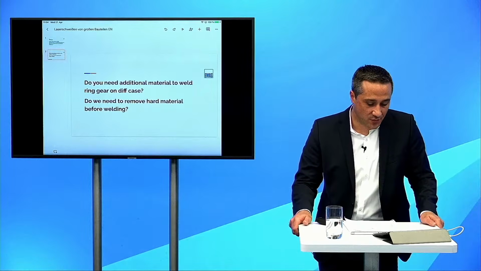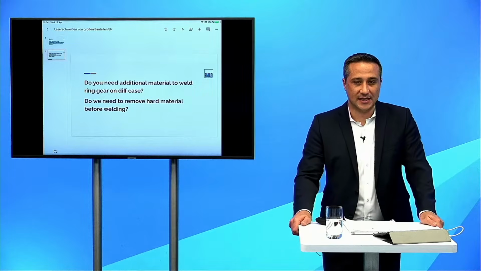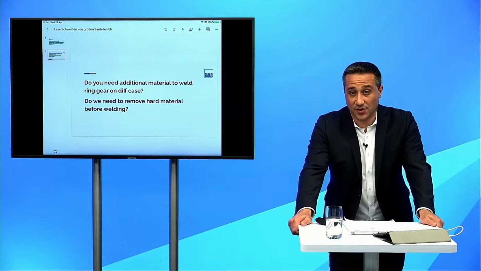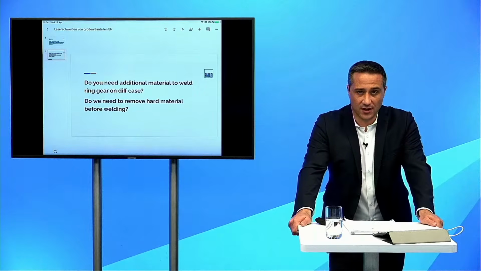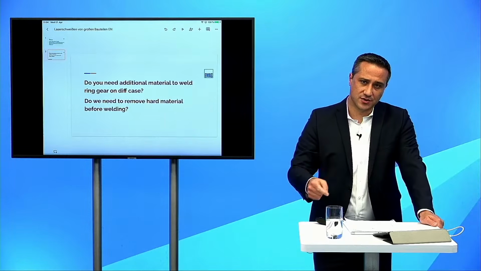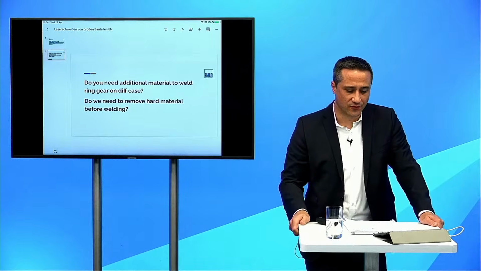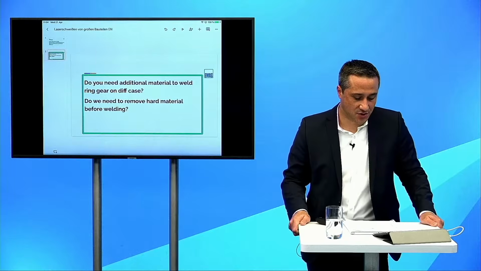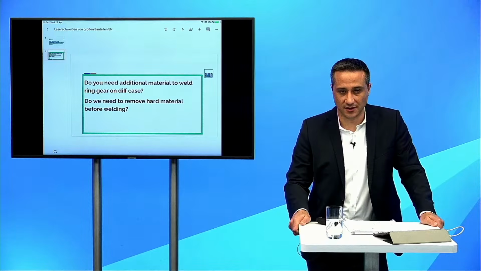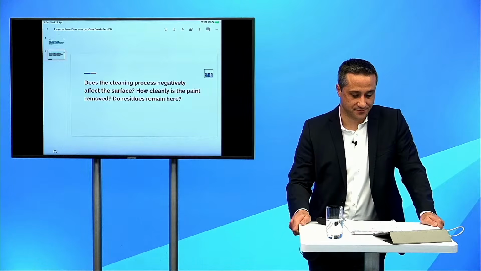Do we need to remove hard material before welding? The answer is also yes. If we do have a hardened layer before, then we normally are using a turning operation to remove the hardened layer to make sure that we are able to weld in the expected quality.